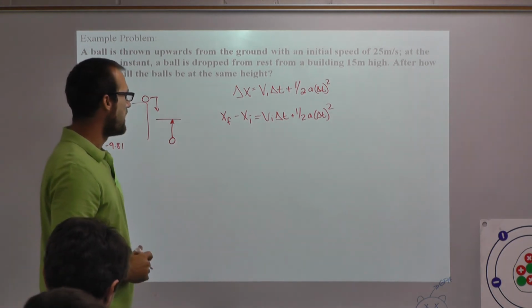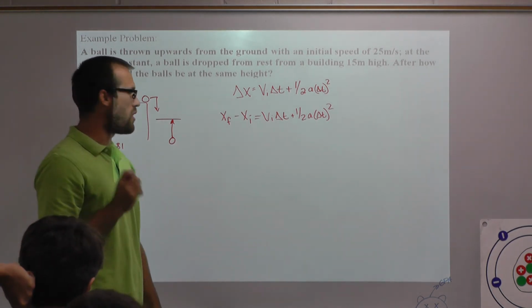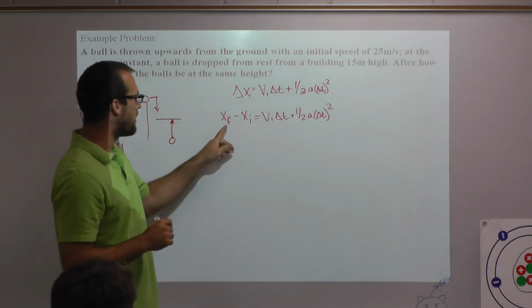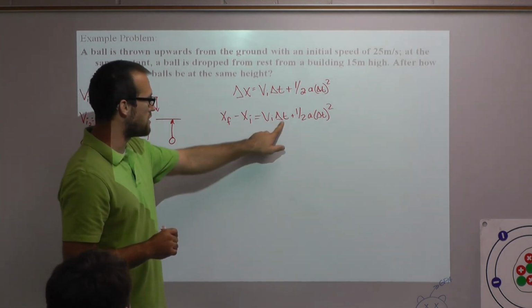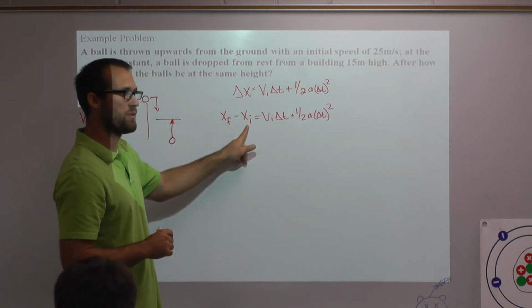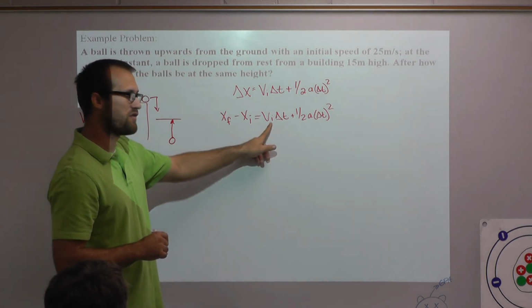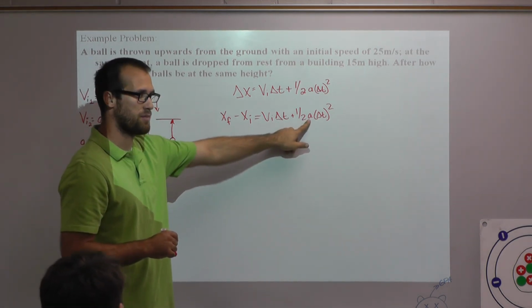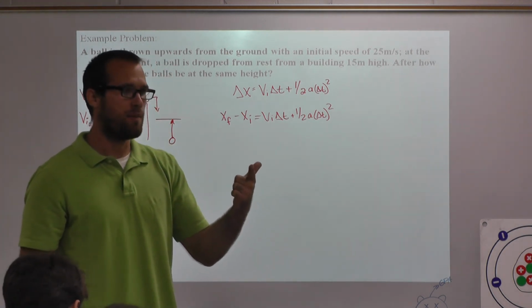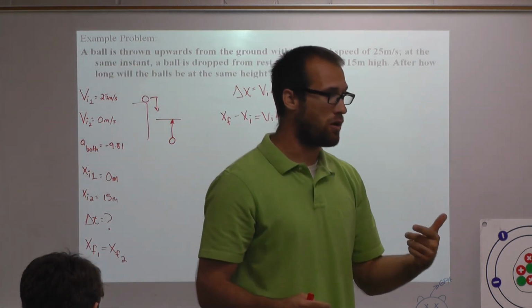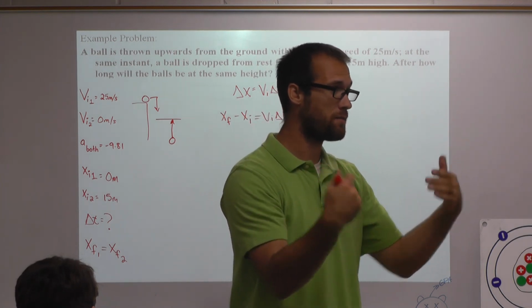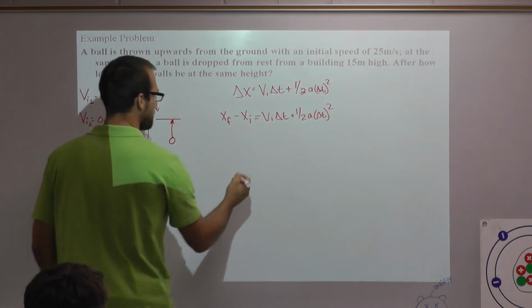Now, the reason why I'm doing this is, technically I have two unknown variables up here. I don't know XF and I don't know change in T. Do you see how those are the two variables I do not know? Do I know the initial position of both? Yeah. Do I know the initial velocity of both? Yeah. Do I know the acceleration of both? I just don't know the time and the final position. But since the final position should be equal, I can take those two equations and set them equal to each other. Here's what I mean.